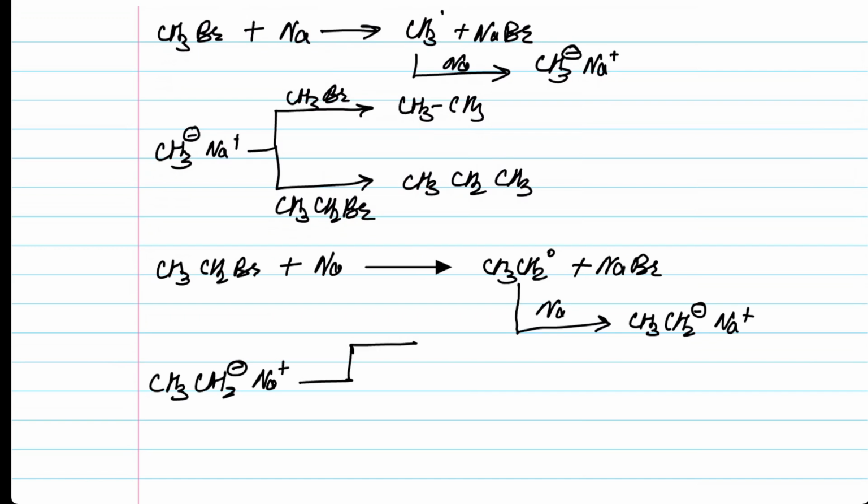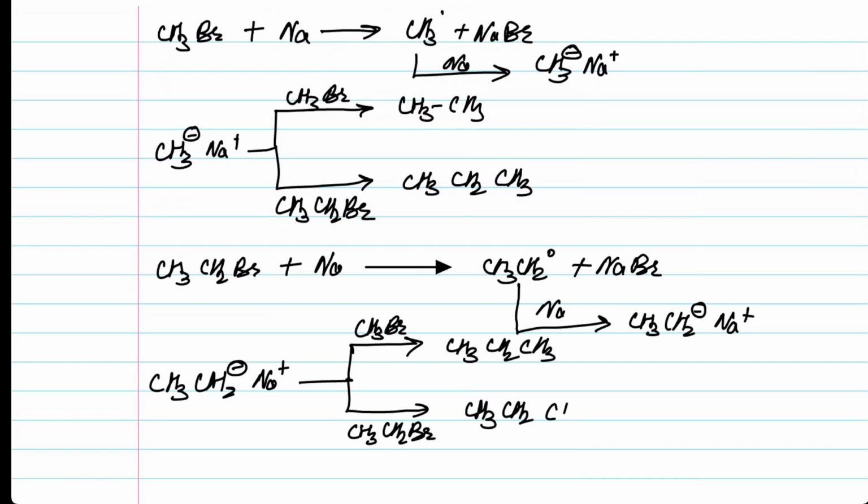Now, this also has a capacity to react with two species which are present in the reaction mixture. It can react with CH3Br. If it reacts with CH3Br, it is going to give us CH3CH2CH3, that is propane. And it also has a capacity to react with CH3CH2Br. If it reacts with CH3CH2Br, then the product we obtain is CH3CH2CH2CH3, that is butane.